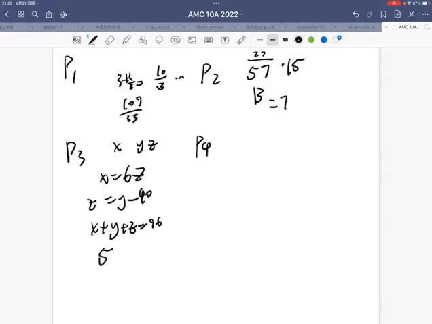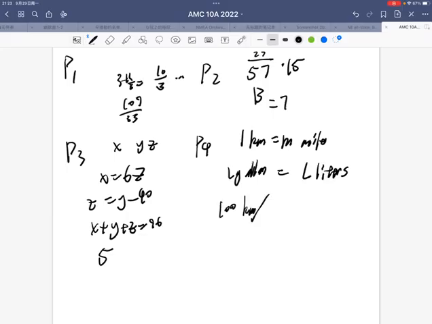P4. Now this is one that I consider actually kind of challenging from now on. So we have fuel efficiency that we're trying to calculate. 1 kilometer is equal to m miles. 1 gallon is equal to L liters, right? And one of the biggest tricks in this problem is that the fuel efficiencies are measured in liters per 100 kilometers in one country, while in other countries it is miles per gallon.